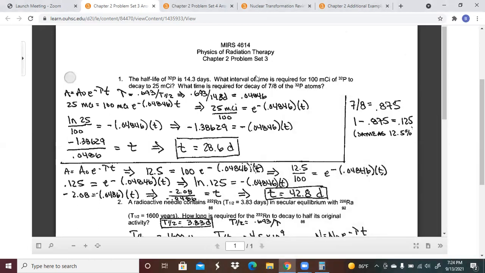Now, we're looking for the interval of time for it to go from 100 millicuries to 25 millicuries. So we type all of that information in here. We now know what lambda is, so we need to solve for t. So how do we go about doing that? Well, we divide both sides by the coefficient here of the e. That gets rid of it over here and puts it as a denominator over here. And that leaves us with e to the minus 0.04846 times t.